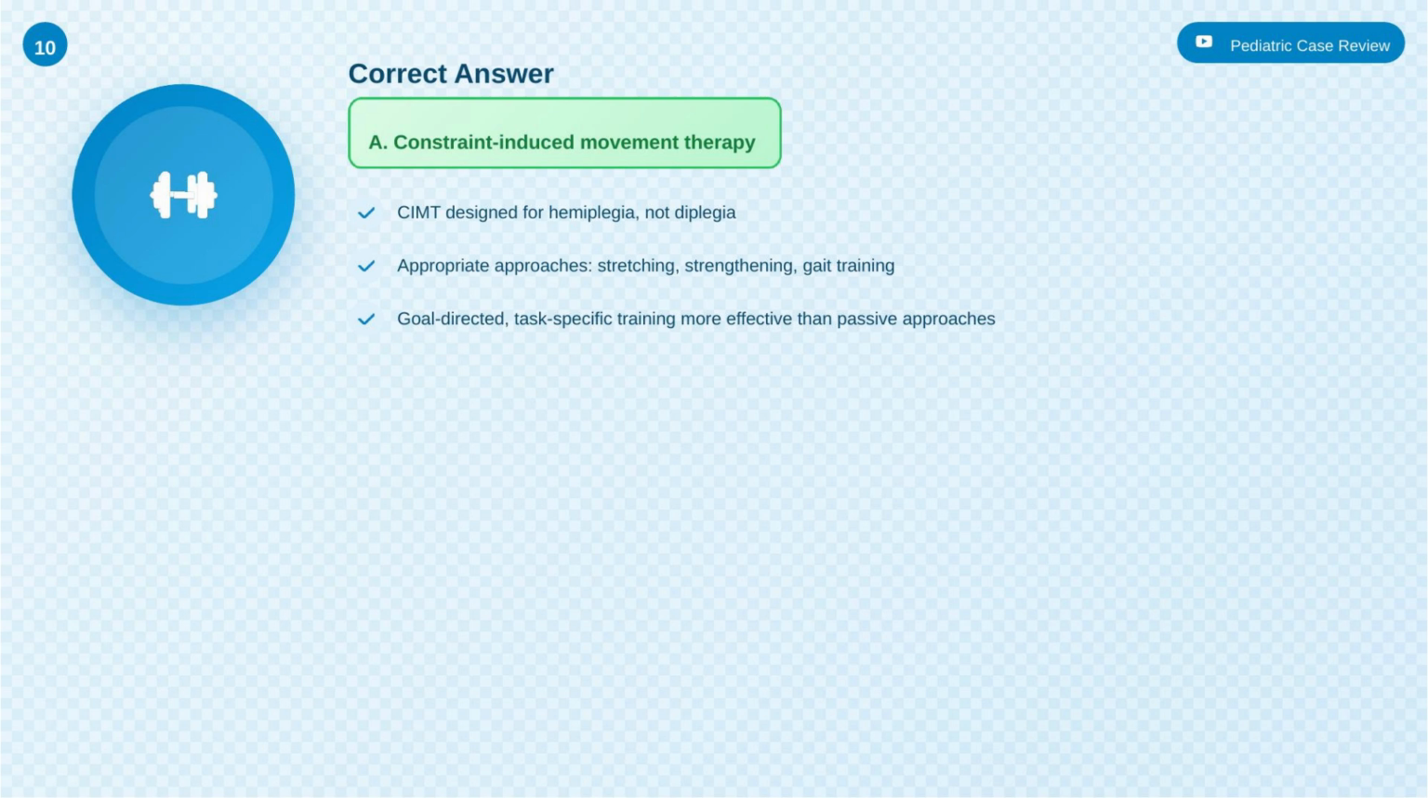It involves constraining the less affected limb to force use of the more affected side, which isn't applicable in diplegia where both sides are affected. Appropriate physical therapy for diplegic cerebral palsy includes stretching to maintain range of motion, strengthening exercises for core and lower extremities, and gait training. Evidence shows goal-directed, task-specific training is more effective than passive approaches.